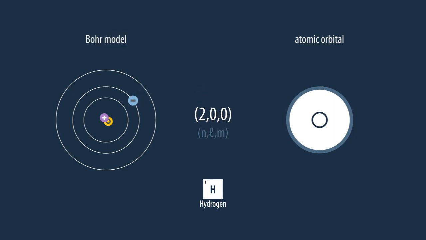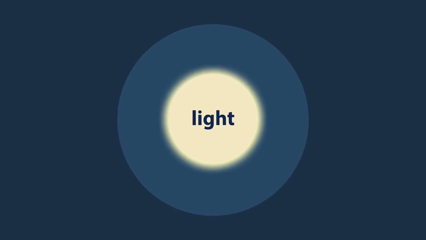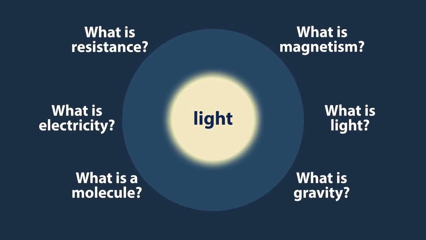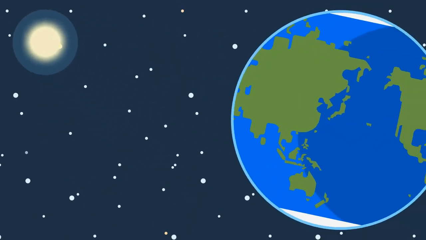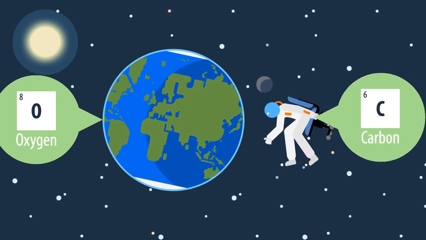Also, when losing energy, the atom will emit a photon, or simply put, light. More on electrons, light, and other fundamental topics in separate videos. Atoms make up everything around us, from the air we breathe to the chair you sit on.